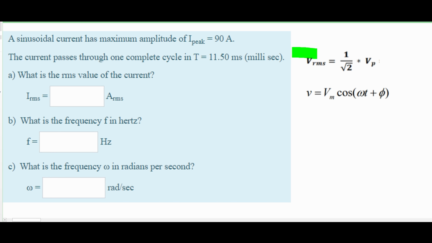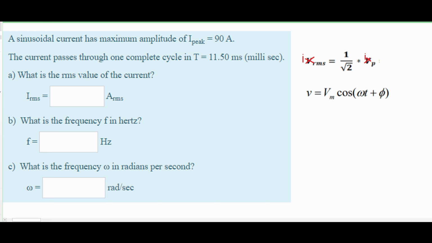Well, for this, we're going to look at our first formula right here. Now, this is in voltage, but this is actually interchangeable with current. So we can note this down because it's not specifically in the notes, but this is interchangeable with current. So we're going to have our IRMS equal to 1 divided by the square root of 2 times our IP or IM. The M and P are just max and peak, so they kind of mean the same thing.